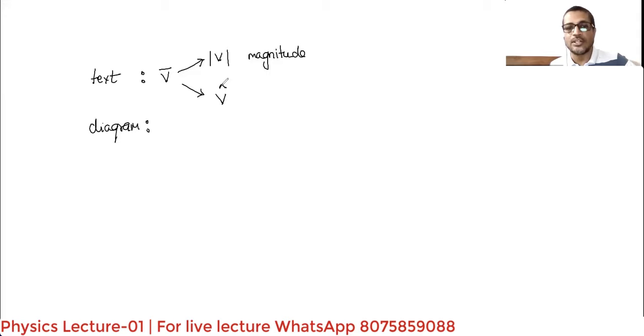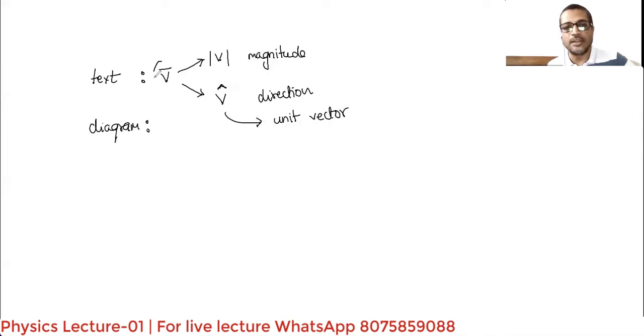This is literally called a cap, like a topi. Right? That is a cap. So this means you are interested only in the direction. And if you are interested only in the direction, this kind of special vector, which gives us only the direction, is also called a unit vector.